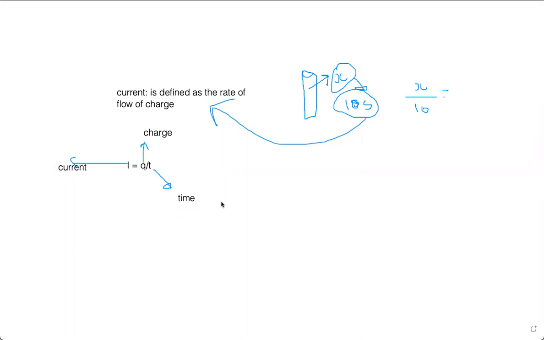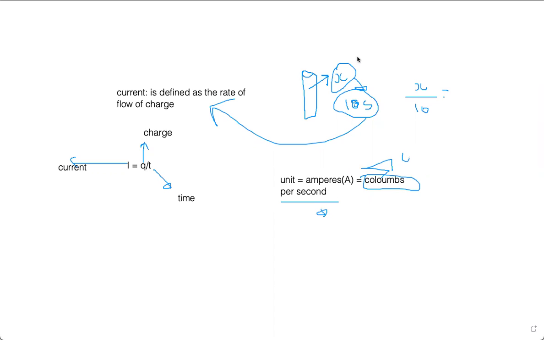Now, current is measured by an ammeter. It's a device used to measure current, and it's usually connected in a series circuit. The unit of this is amperes, A, which is basically coulombs per second. Coulombs is the charge, and it's per second, so this is the charge quantity and this is time. So that is current.